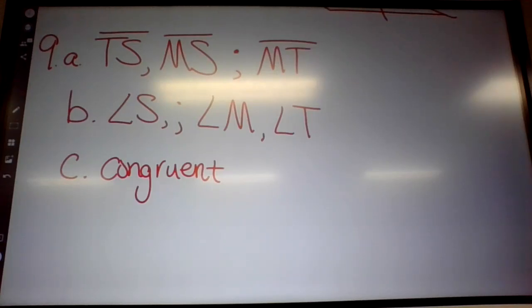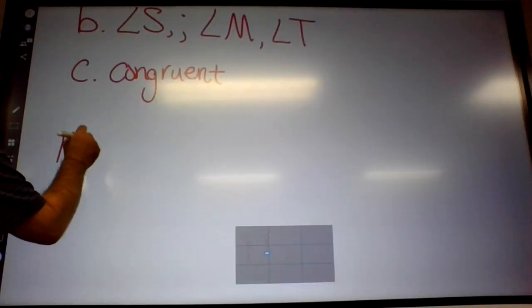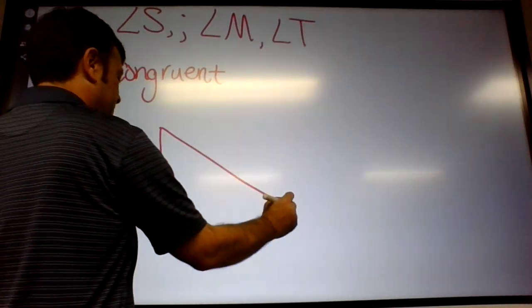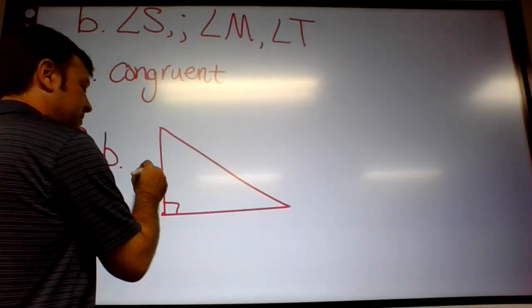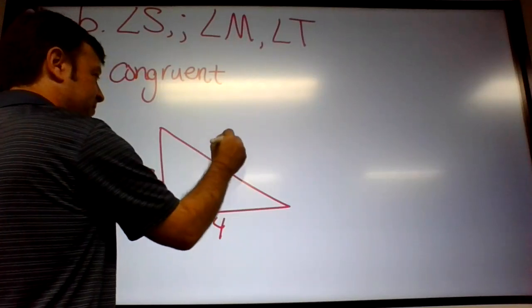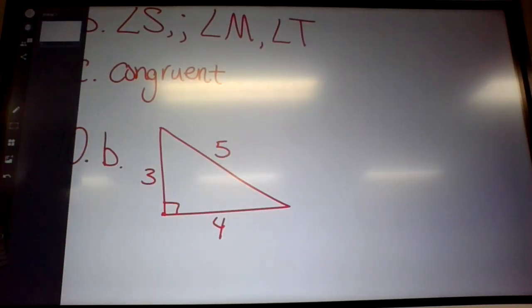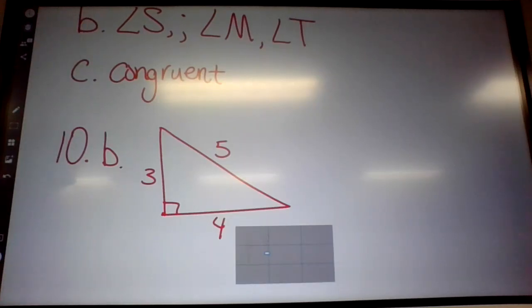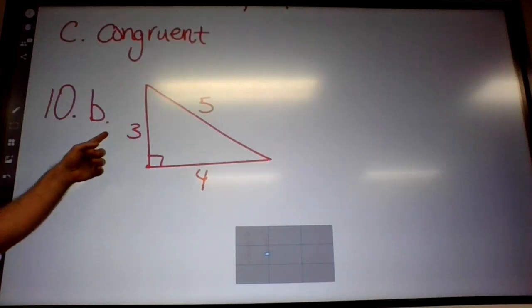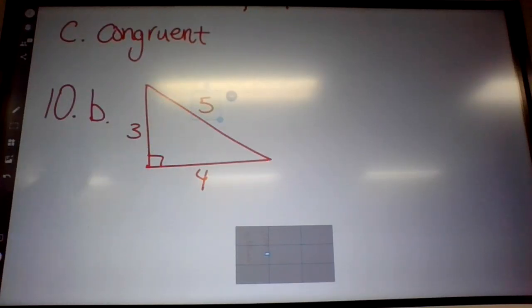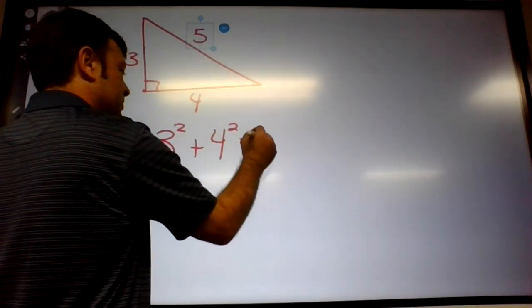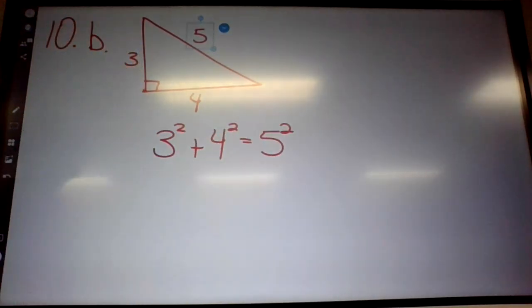Okay, on 10b, it says state the relationship between the sides of the right triangle. So I didn't mention this today, but we've talked about this in the past. What do we know about the sides of a right triangle? From like last year. Pythagorean theorem. A squared plus B squared equals C squared. Leg squared plus leg squared equals hypotenuse squared. In this case, the legs are like 3 and 4. So 3 squared plus 4 squared equals 5 squared.